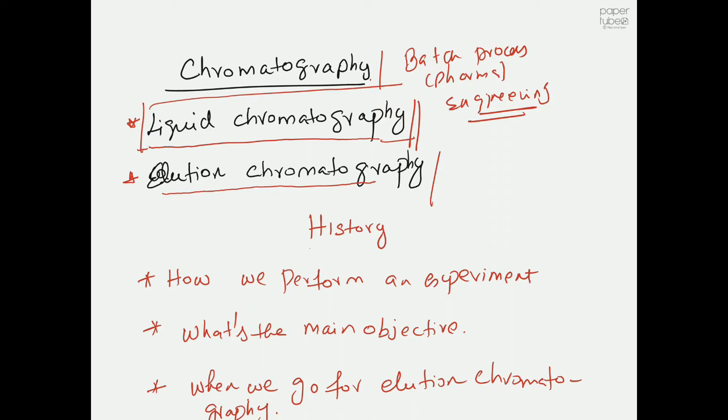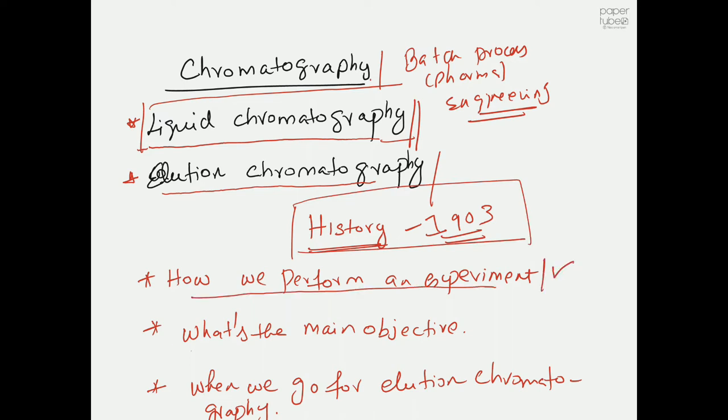So what we are going to see in this particular lecture is a bit of history. We will know when the word chromatography started in the scientific literature. It dates back almost to 1903. So we will see a bit of history of chromatography, and then we will see what the main objective of elution chromatography is.